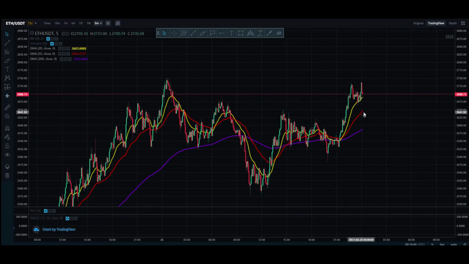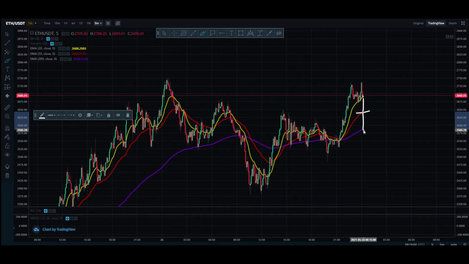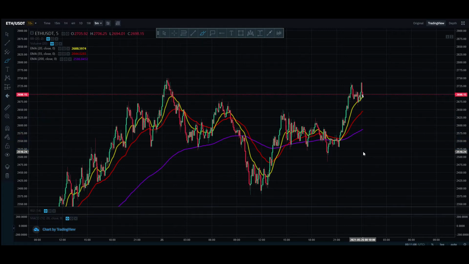Or you can buy the 55 EMA, but it would only come down to the 55 EMA if it loses the 20 as support. If it comes down, loses the 20 as support, and comes further down to the 55, you can buy the retest of the 55. If it fails to hold that as support, then we come back down and test the 200 as support, and that is the last support level that we have using the EMAs, or at least the ones that I use. And if we drop any lower than that, then you can buy that as well.